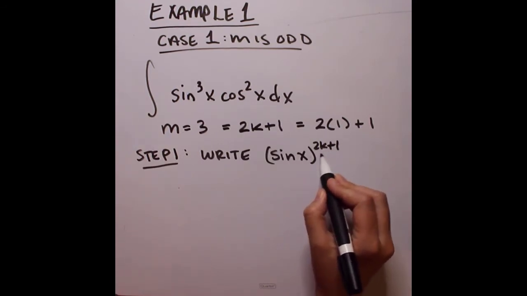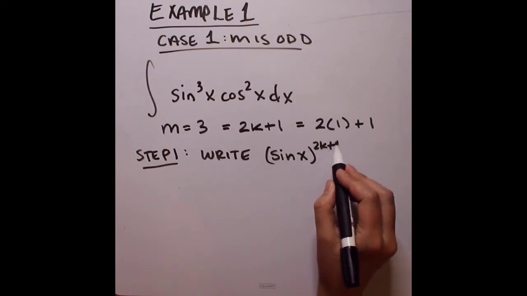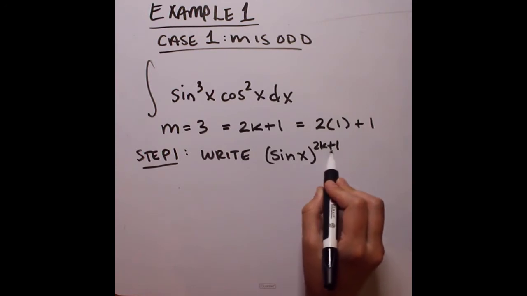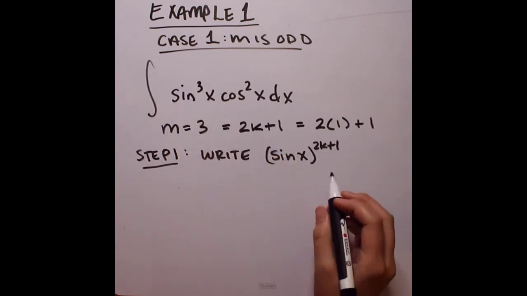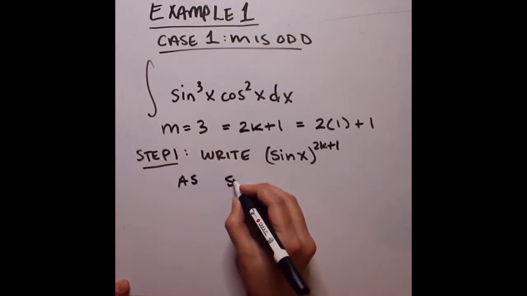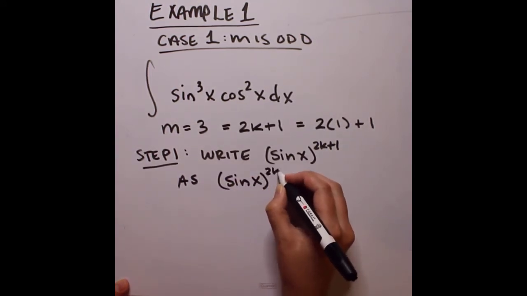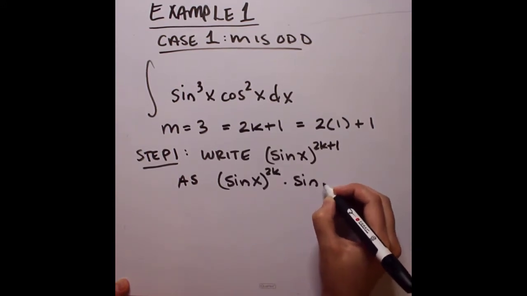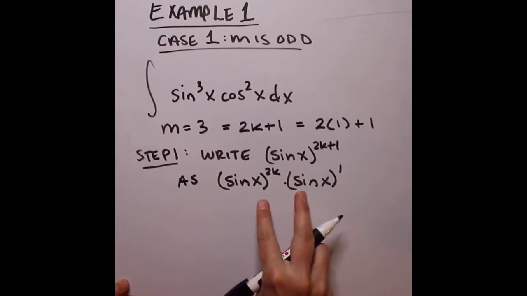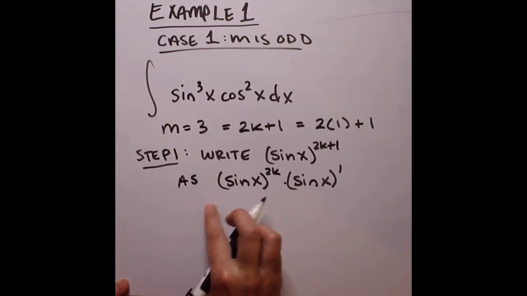I'm going to just put it outside the parentheses here to make it a little bit more clear for what's happening with the exponents. So write sine of x to whatever power you have, in our case it's 3, as the following. So we're going to write this as sine of x to the 2k power times sine of x to the 1 power. And this step right here, you can kind of skip, but I wanted to show you the algebra there to get to what we're really going to write it as.